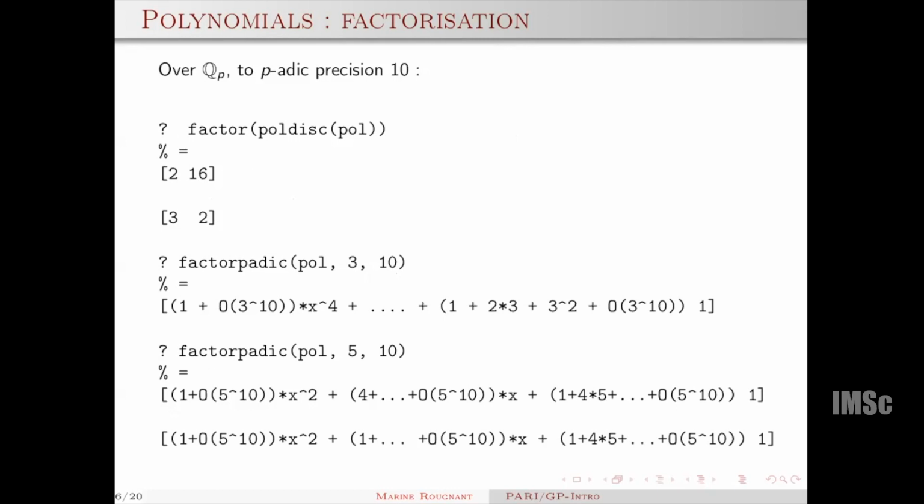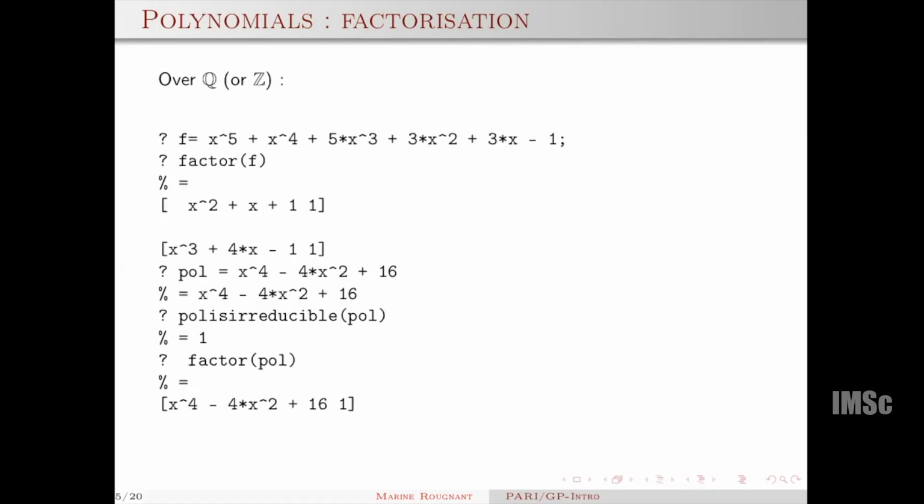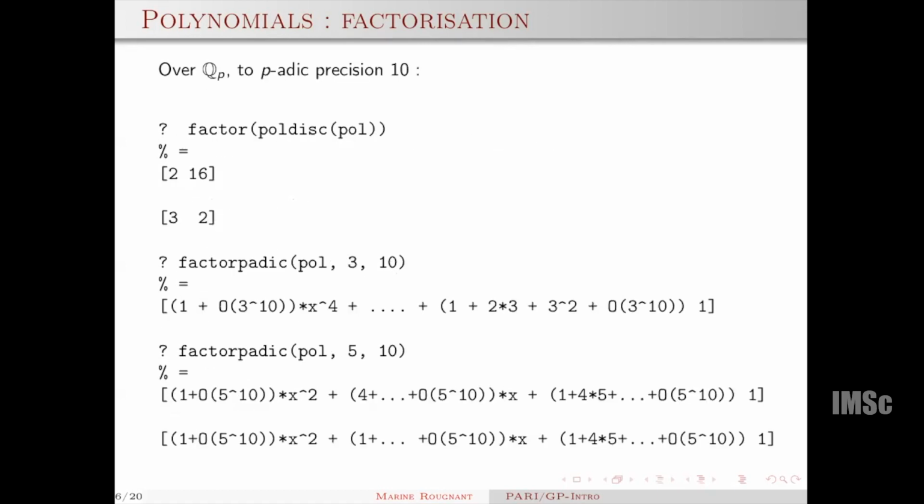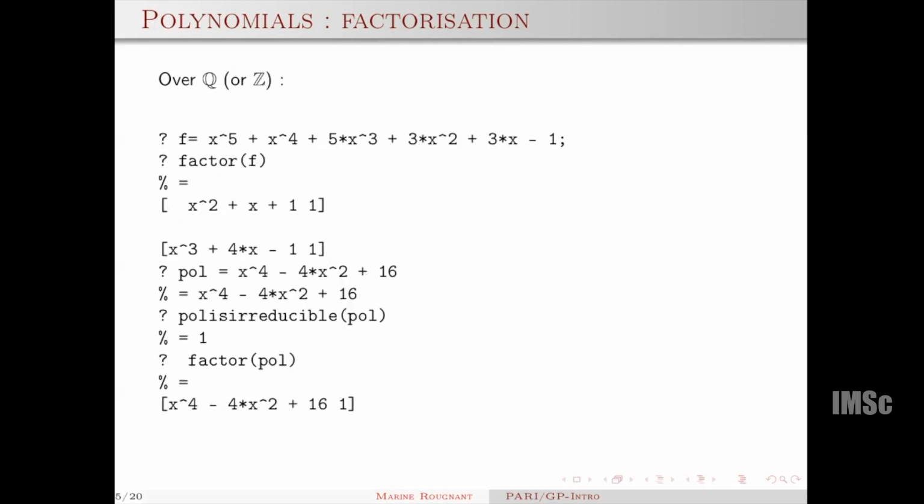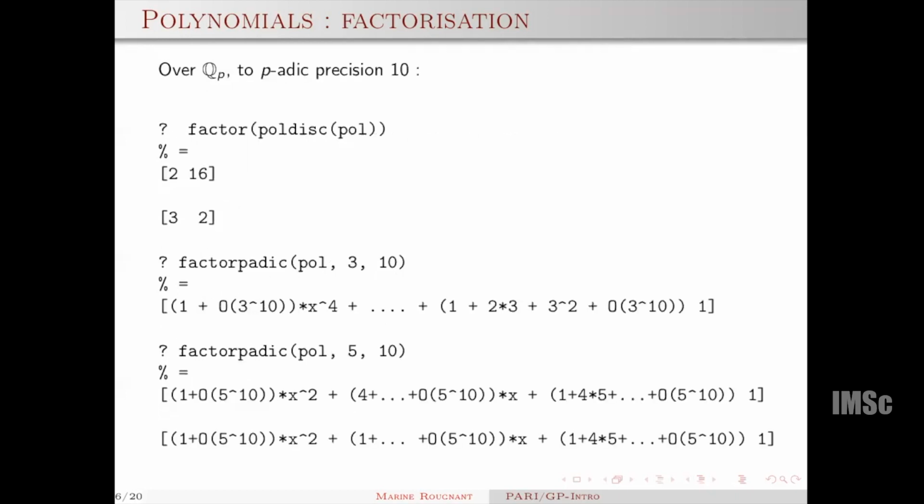In that case, it's always the same polynomial. This one is irreducible over Q, but it's not over some Q_p. If you ask for the discriminant of this polynomial, you see that this discriminant has two different factors, 2 and 3. So if we try to factorize it over Q_3, we have something irreducible.